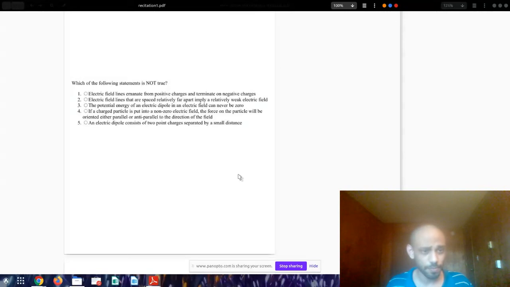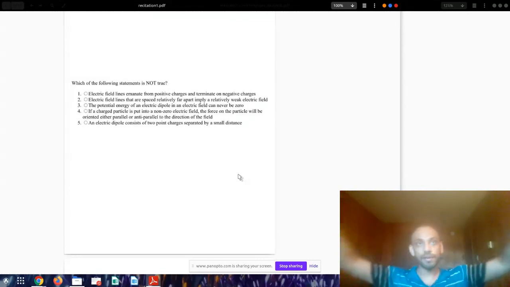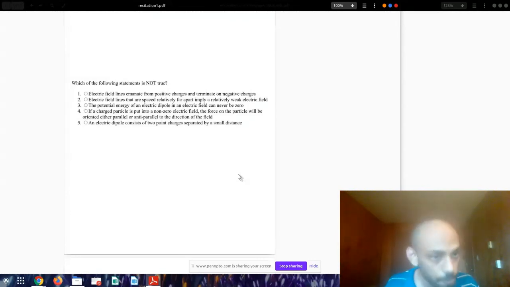The first alternative says the electric field lines emanate from positive charges and terminate on negative charges. Yes, the statement is true. If you have a positive charge, the electric field lines due to that positive charge are emanating in the radial direction outwards because it's repulsive. And for electrons, since it's attractive, the electric field lines are going to be pointing inwards, and they're going to terminate at the negative charge. So this statement is true.